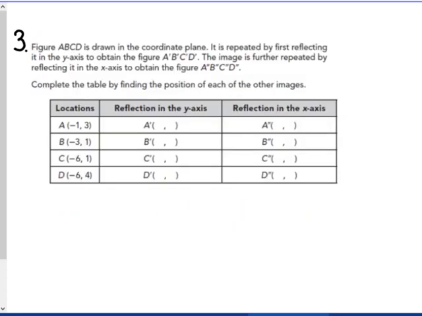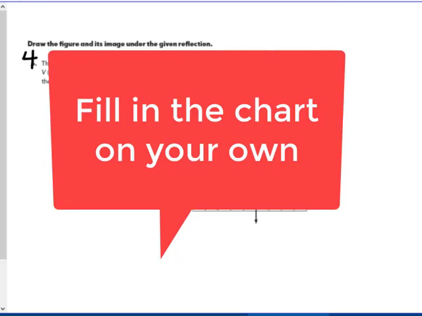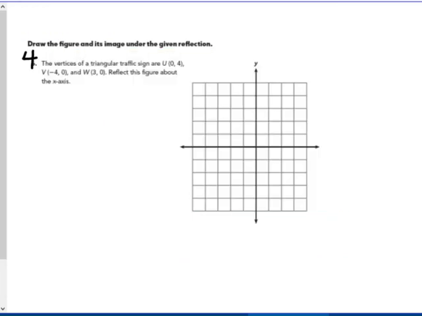Number 4, the vertices of a triangular traffic sign are 0, 4, -4, 0, and 3, 0. Reflect this figure about the x-axis. I'm going to let you do number 4 on your own. Put on those points, U, V, and W. Connect it, make the triangle, reflect it over the x-axis, right? And we'll talk about number 4 in class.